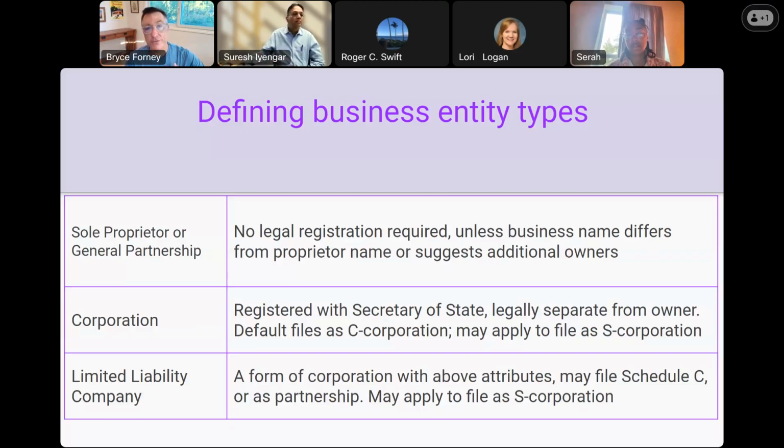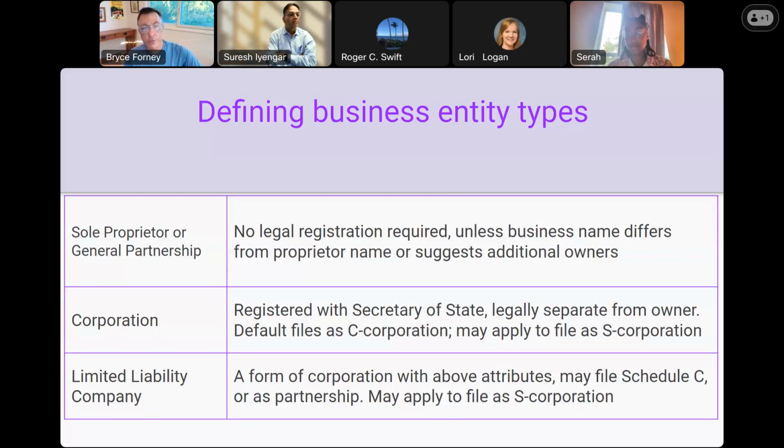At least in California, they just have a different set of numbers. A corporation would have a 7-digit number with the Secretary of State, and a limited liability company would have a 12-digit number. But essentially, they're both forms of a corporation. So those are really the three entity types that any business can be.